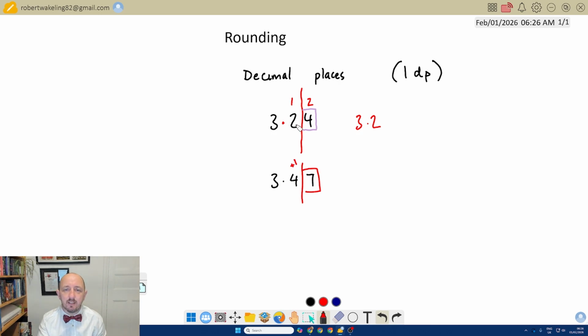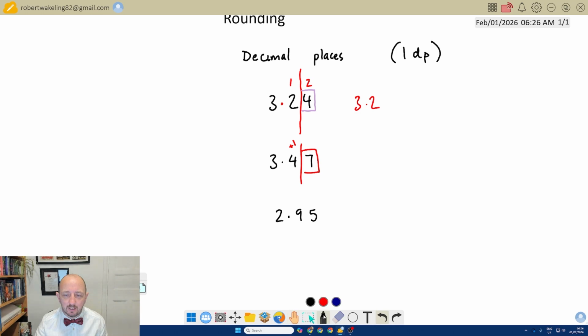So we either leave the decimal alone, 4 and below, or we increase the decimal by 1 if this number is 5 or above. So that's the general rule with rounding. 5 and above, we go up. 4 and below, we go downwards. Okay, let's have a look at this. 2.95. Now, when we cut this line, 2.9, then we look at the next digit and it's a 5. So we're now rounding up, but we're on a 9.